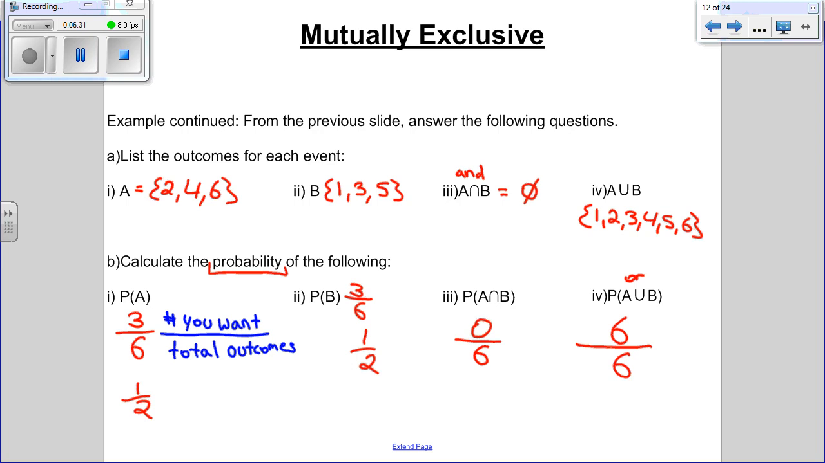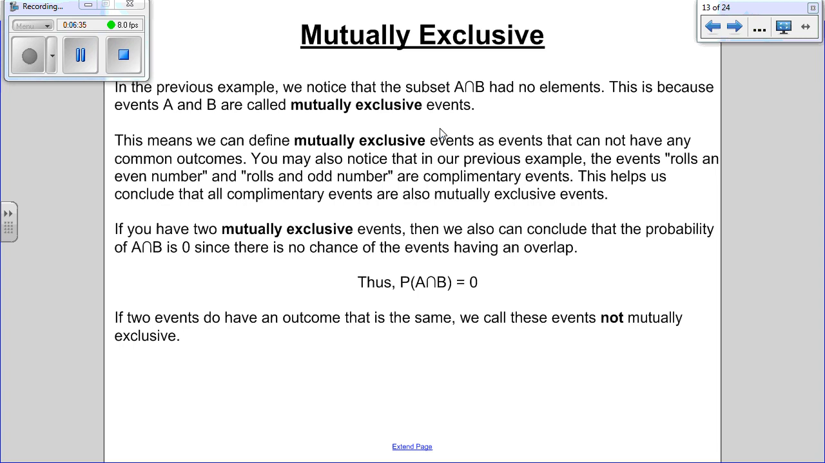All right, why are we doing all that? The question that we just did is an example of a mutually exclusive event. So we read off all of the slides. In the previous example, we noticed that A and B had no elements in it. The reason it had no elements in it is because we were doing a mutually exclusive event.